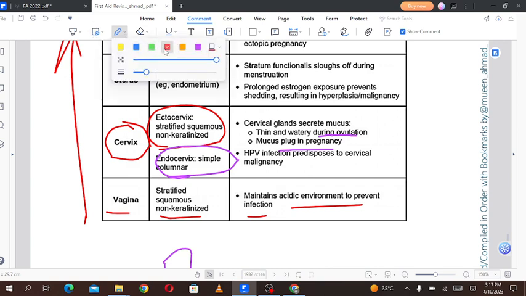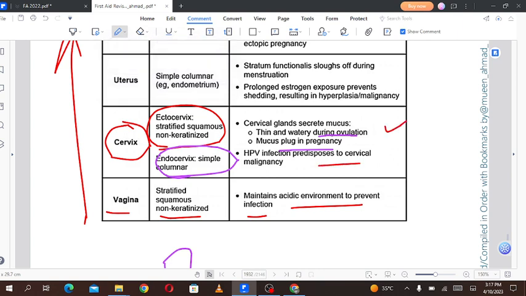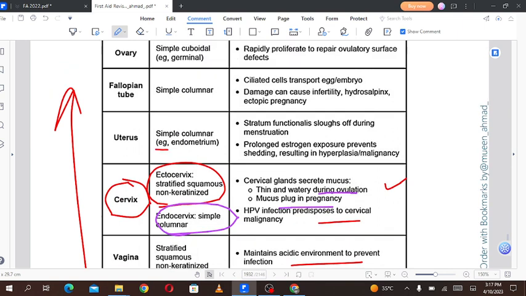Okay, so cervical glands secrete mucus, thin and watery during ovulation, and HPV infection predisposes to cervical malignancy. Then we have the uterus, with simple columnar epithelium, for example the endometrium. Give me some time to make a color difference. Here we have it, a blue color maybe. So the uterus contains simple columnar endometrium, just like the endocervix.